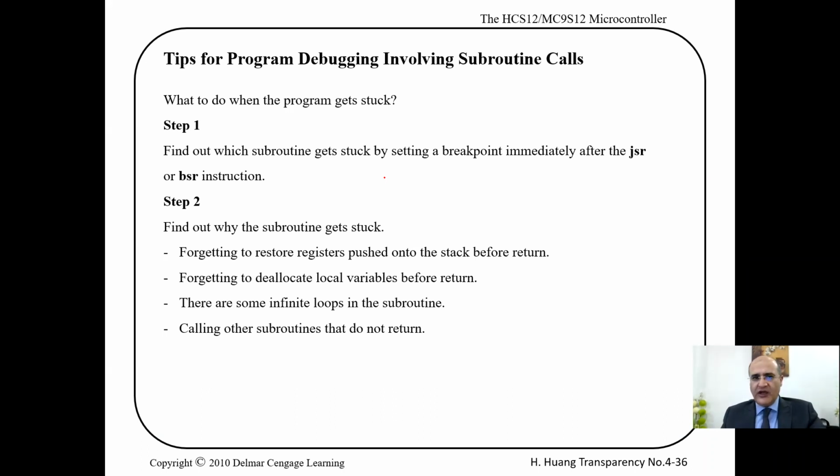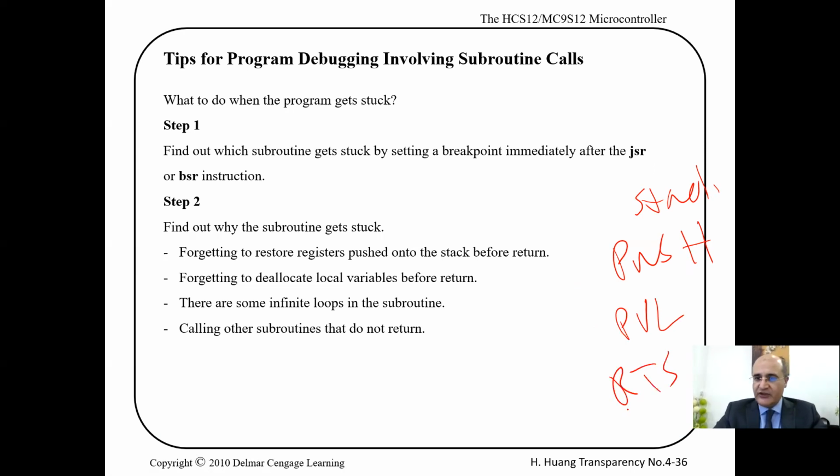You need to go to your code, and first search for the jump to subroutine and branch to subroutine to check the subroutine. In the subroutine, make sure that everything you push to the stack, you pull after, and everything you push, you pull out before the return from the subroutine. Because if you push something in the stack and do not pull it, your return will return you to a wrong address. This is a very common problem.